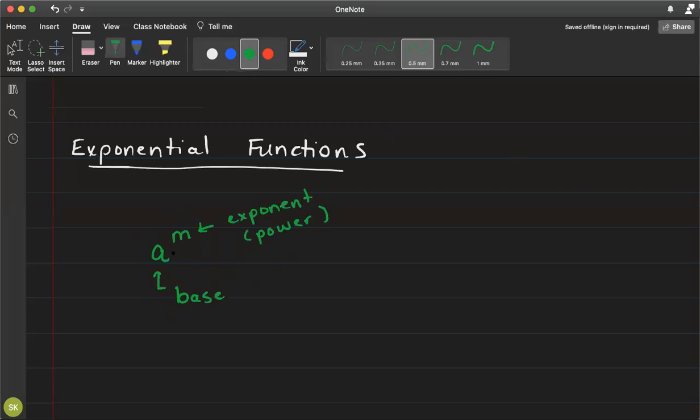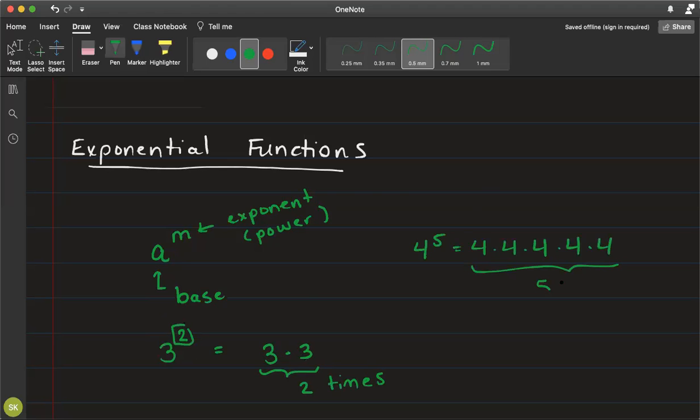Now, if this number is a non-negative integer, so if you have something like 3 squared, then this is just 3 times 3. So this number right here tells you the number of times you're going to multiply that number with itself. So here you're multiplying 2 times. If you have something like 4 to the 5th, this is 4 times 4 times 4 times 4 times 4. So you would multiply all of these numbers out in your calculator, and that would give you your answer.